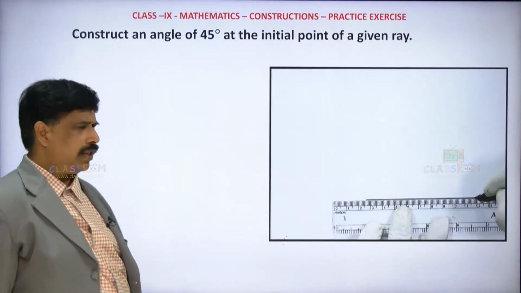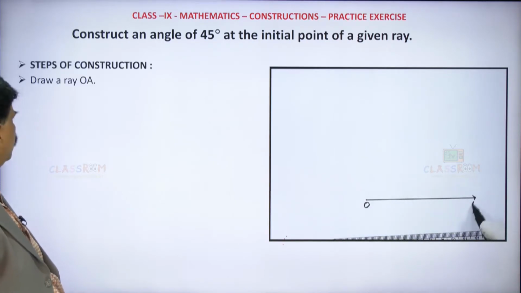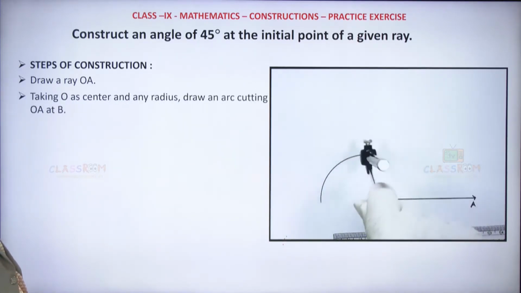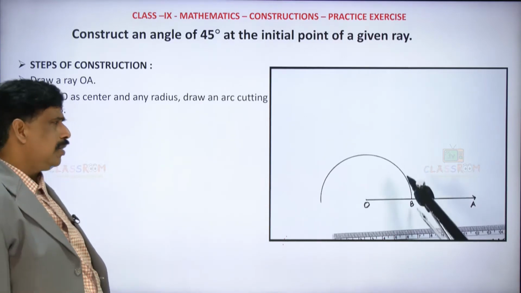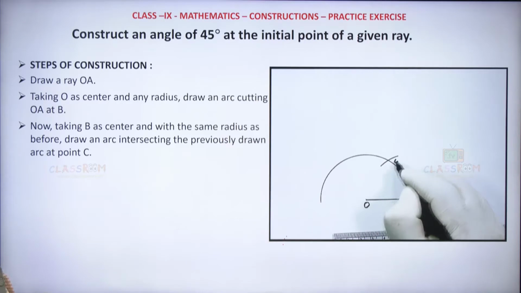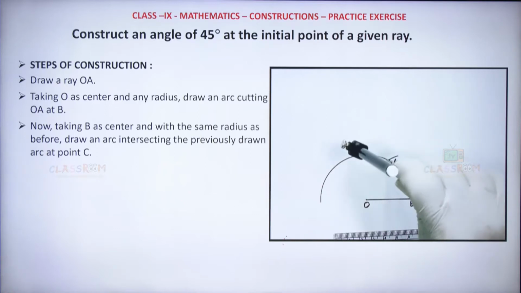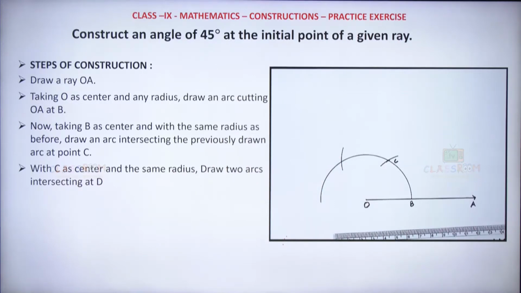First we are drawing 90 here. Steps of construction. Draw a ray OA. Taking O as center and some radius, draw an arc cutting OA at B. Now with the same radius, taking B as center, draw an arc intersecting the previously drawn arc at C. Now with C as center and the same radius, draw two arcs intersecting at D.